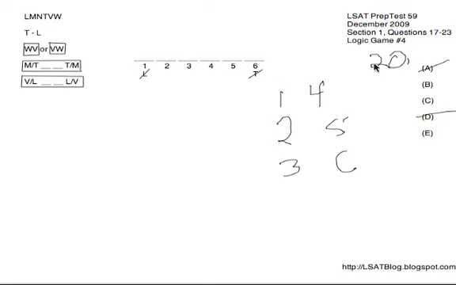Therefore, W could go on all 6, just as N could go on all 6, and E, listing 1 through 6, is our answer for number 20. Next, number 21, if M was on 1, what could not be true?